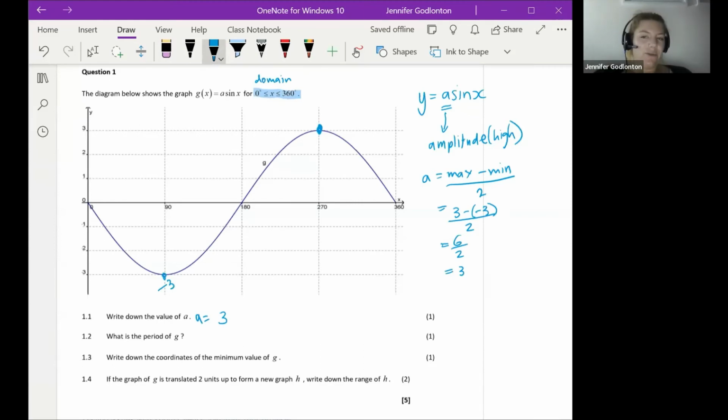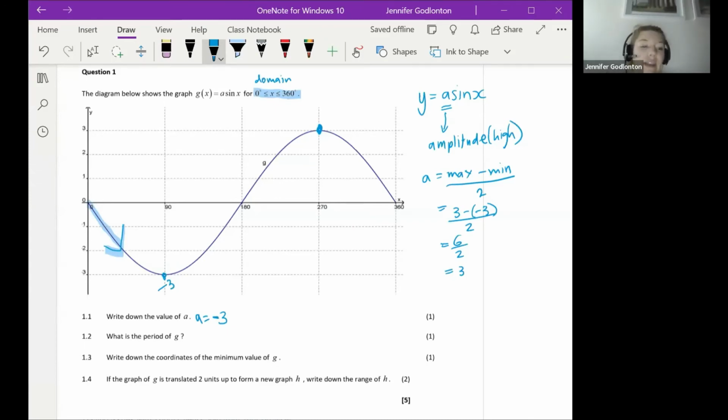Is my answer just 3? That's my question to you. Is my answer just 3? Is A just equal to 3? What's happening? What's happening to my sine graph? Which direction is he going? Is he going up first or is he going down first? He's going down. So that means that my amplitude must be negative.